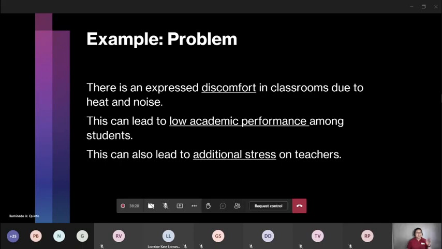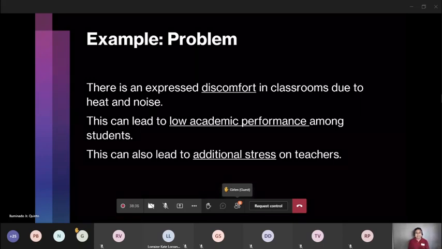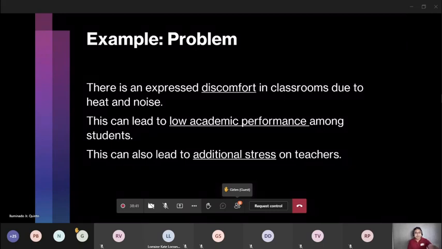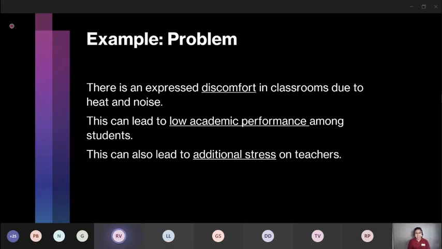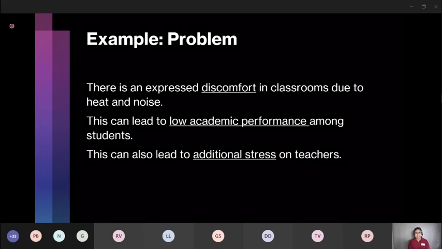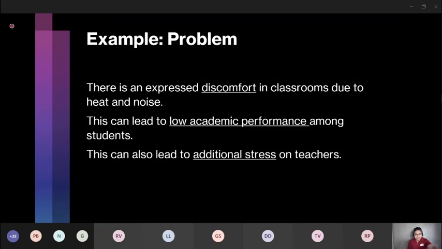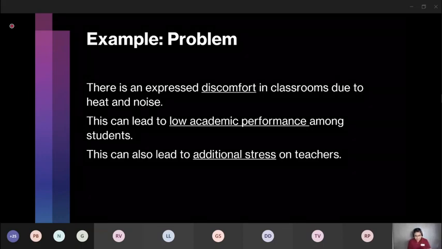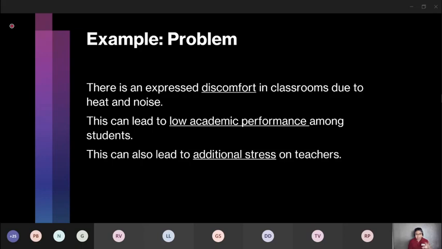So have you made some distinction between a problem and a question? Okay, let's move on to this topic. I have here on the screen a problem. There is an expressed discomfort among the students of a particular school. It would be good to really mention what school, because that is where the context comes in.